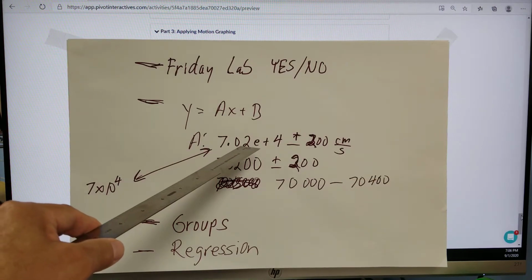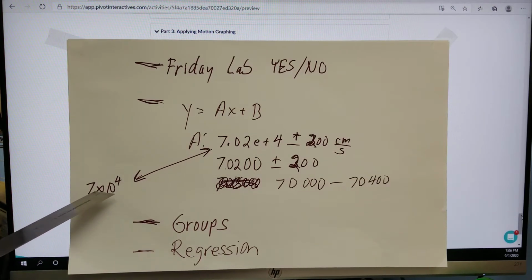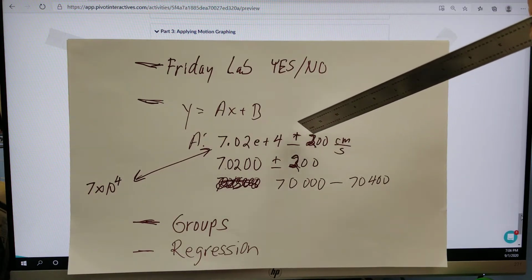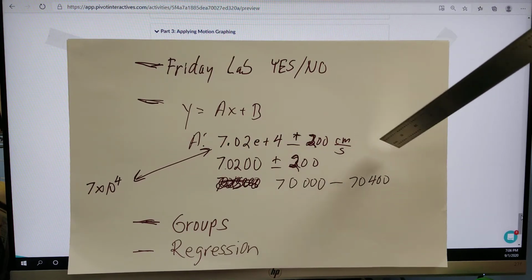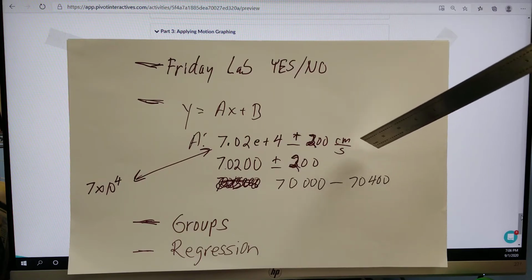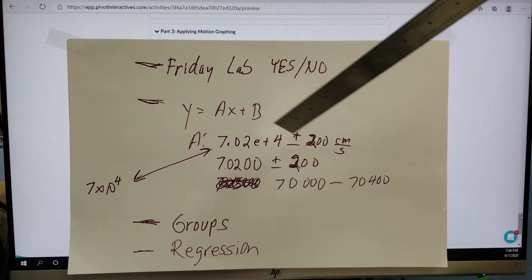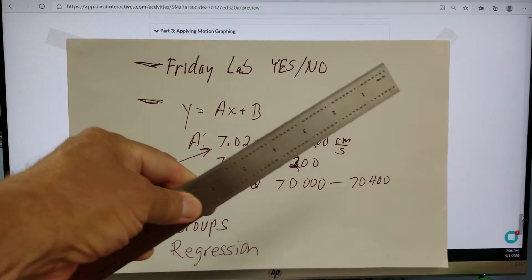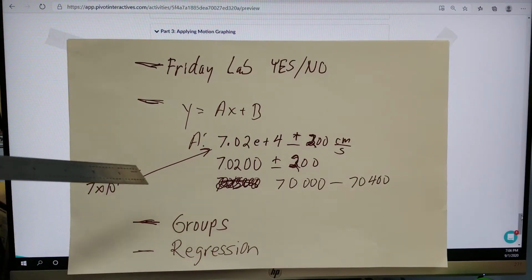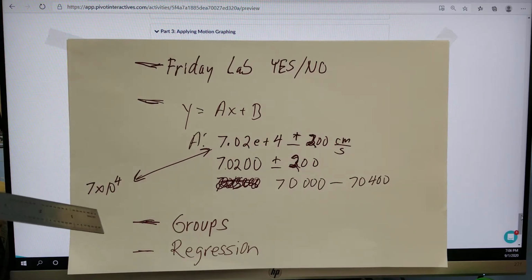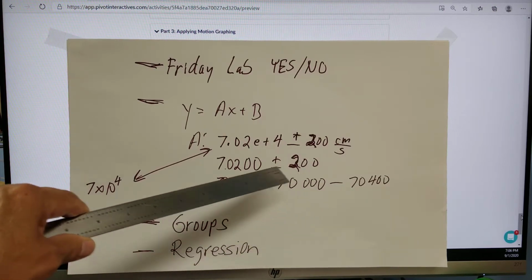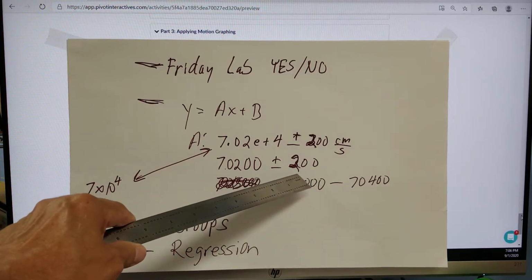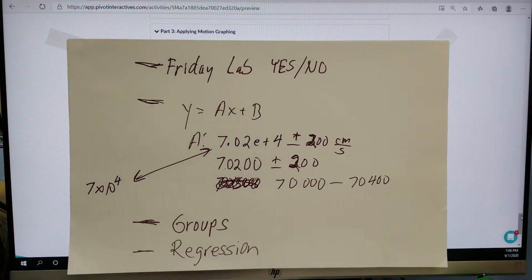So this is shorthand for 7.02 times 10 to the 4th power. This is a plus and minus. I made this number plus and minus 200 centimeters per second. So you saw something like this in your lab, I assume. What that means is that the range of this number, because your line is not perfectly straight, the A number, which happens to be your speed or velocity, could range anywhere between 70 and 740, if these were your numbers. That's all it's saying. So there's an inaccuracy. That's all this is telling you.